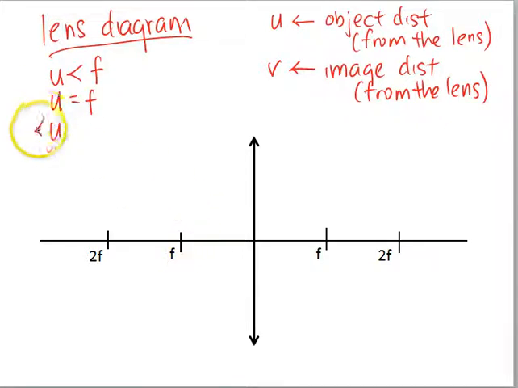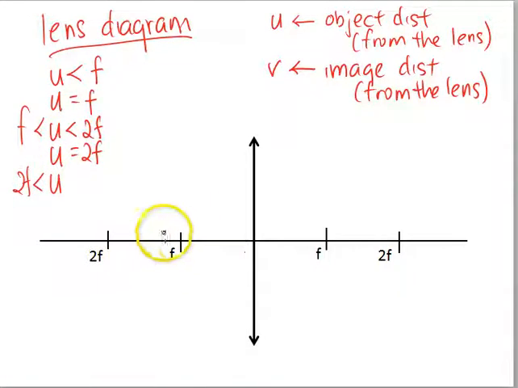Next up, you have U greater than F but less than 2F. So it's in this region over here. Next up, we have U equals 2F, which is at here. And the last one, U is greater than 2F. Okay, so we have cases here, here, here, here, and here. So 5 different cases to look at. So let us look at the first case here. Okay, let's look at U less than F.